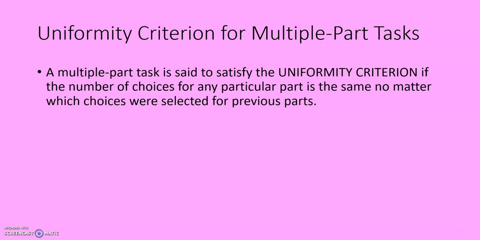The uniformity criterion for multiple part tasks is said to be satisfied if the number of choices for any particular part is the same, no matter which choices were selected for previous parts. So in our numbers and letters for the license plates, it did not matter what we picked first.